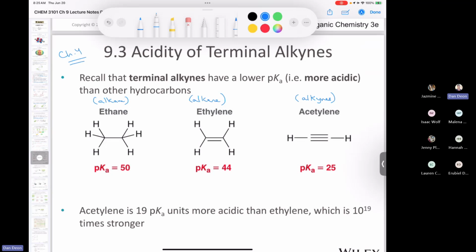But you should remember that the pKa of an alkane is around 50. An alkene, when you have an sp2 hybridized carbon-hydrogen bond, that hydrogen is going to have a pKa of around 44.